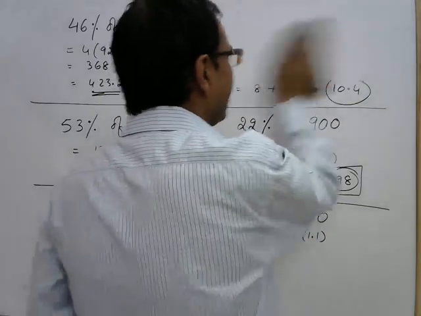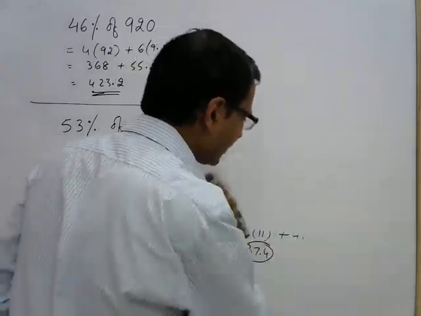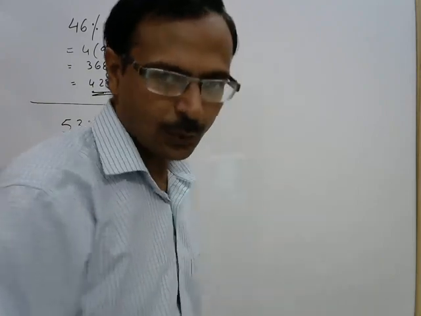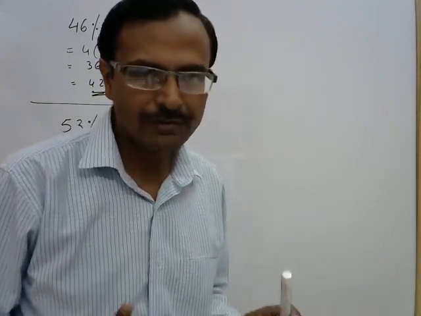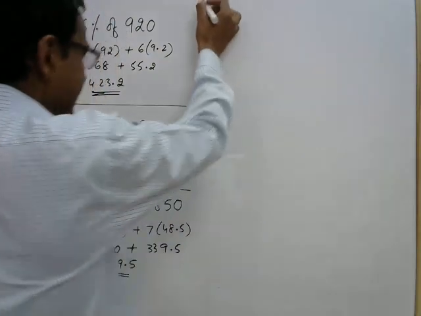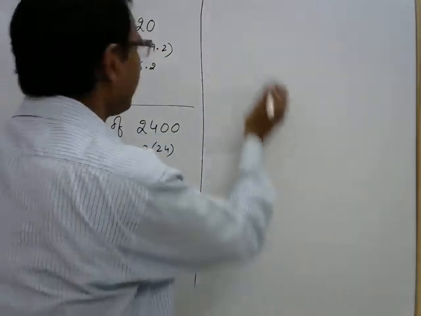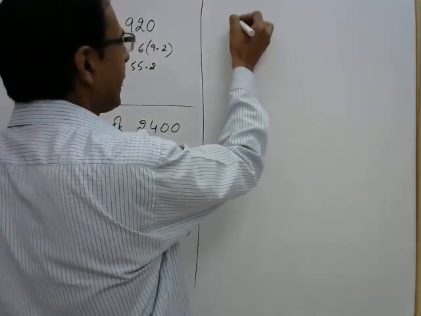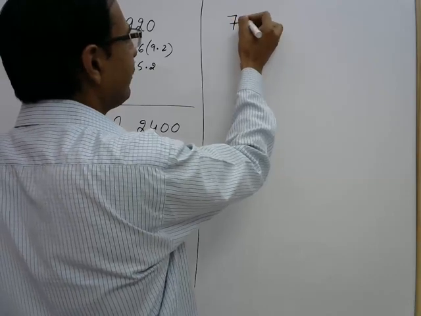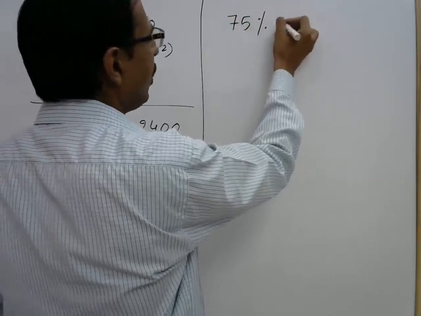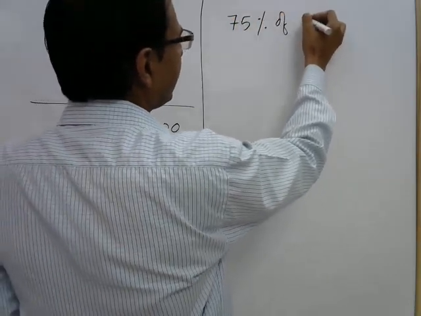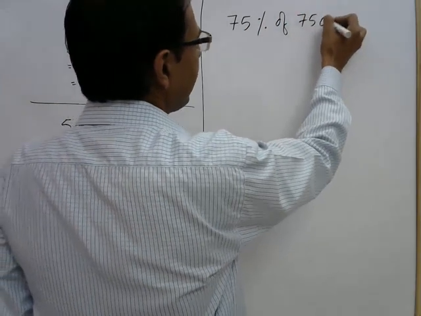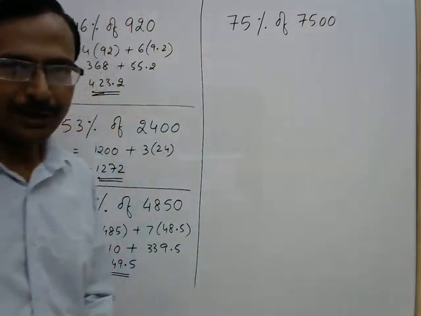Fine. Final two, three questions, then we can conclude this live stream, because I think now you are well aware of how to calculate percentages mentally. So let's have one or two more. So this time we have 75% of 7,500. Now be careful there.